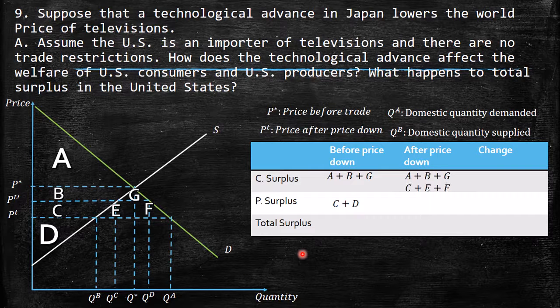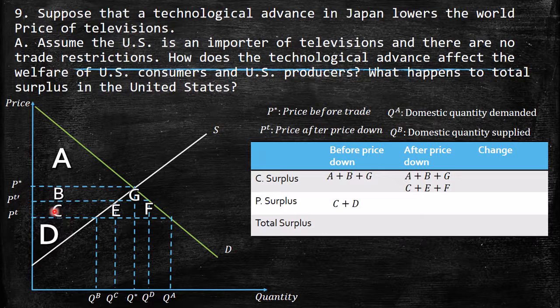So the total surplus is going to be, it doesn't appear here, but it's going to be this part plus this triangle. Here we have the after price down, after the technological advance occurs. The consumers are even better off, because remember they had this triangle before, but after the change they will have all this big triangle. So they earn C, E, and F.